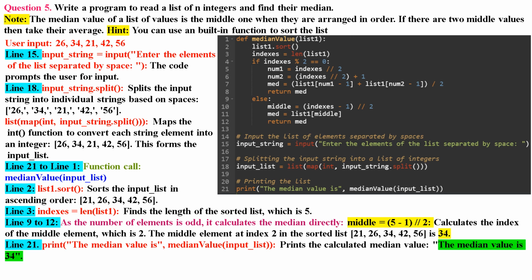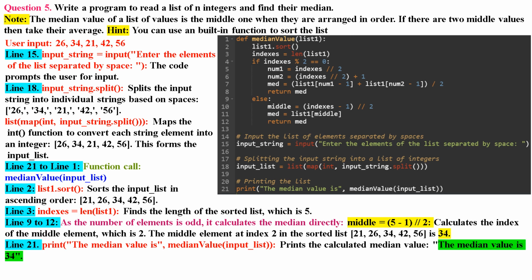Line 18. input_string.split function. Splits the input string into individual strings based on spaces. Here you can see each element as a string. 26, 34, 21, 42, 56.